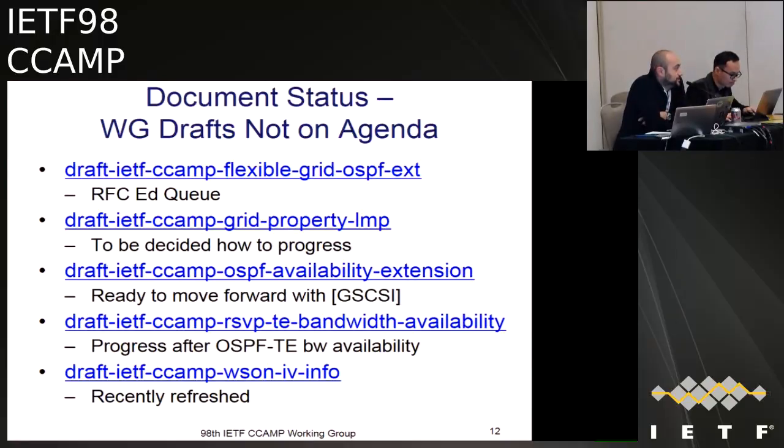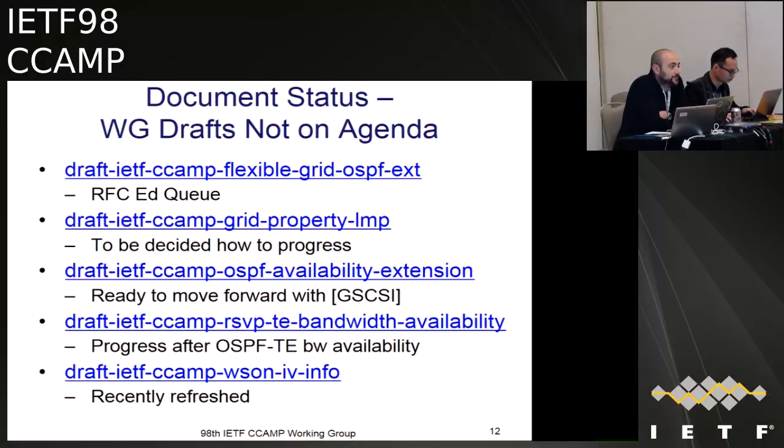The OSPF availability extension is the document I was speaking about before. It's ready to move forward together with this companion document in TEAS, the generalized SCSI extensions. The RSVP-TE bandwidth availability is a companion document of the OSPF-TE extensions. It's basically stable and is ready to move on after the OSPF-TE is ready. And then we have the WSON impairment aware info model. It was recently refreshed, but we didn't get much discussion on the mailing list recently.